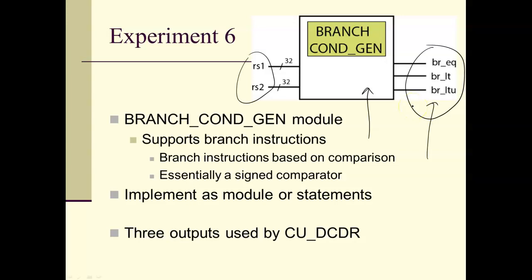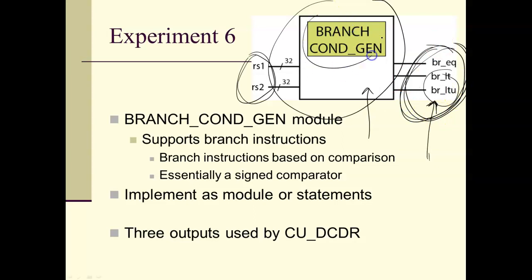It's a little bit different. Essentially, it has to handle both signed and unsigned math. And so this is the simplest comparator we can come up with. You have a couple choices on this. You can either implement it as one box, or you can actually use 3 assign statements and not use a module for this. Either way, the issue is these 2 outputs here are outputs from the register file. These will be inputs to the control unit decoder. And specifically, the branch instructions are going to use these inputs to decide whether to branch or not, which is why they call it the branch condition generator.